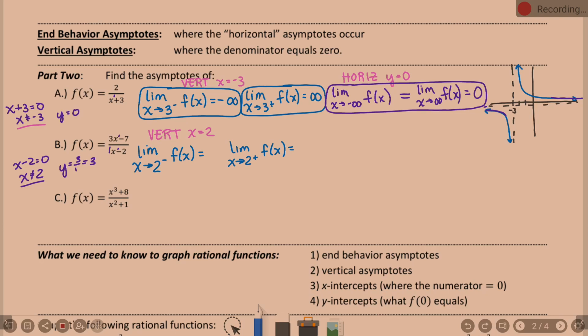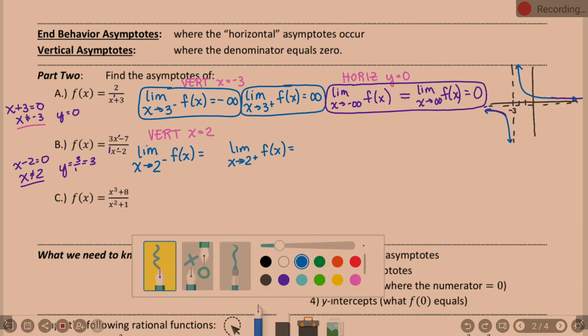I haven't even touched a graph, have I? We haven't even talked about what the graph looks like, and that's fine. We'll get there in a moment. But for every vertical asymptote, you write 2 limits. Now, what if a problem has 2 vertical asymptotes? 4 limits. If a problem has 3 vertical asymptotes? 6. You get the idea, right? Okay. Now, we'll look at the graph here in a moment.